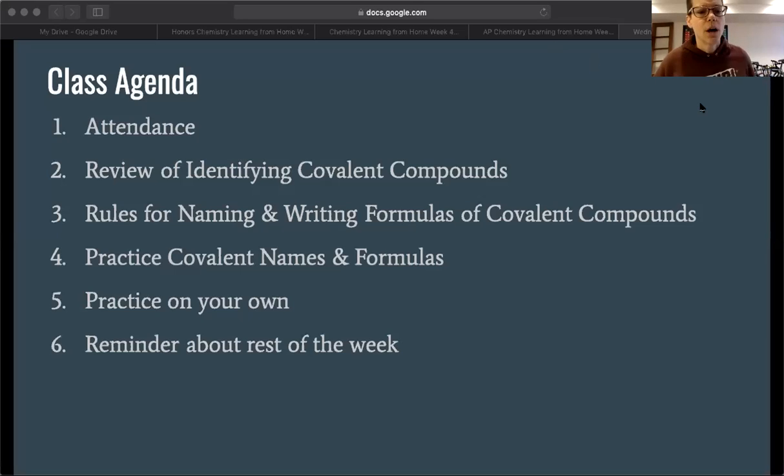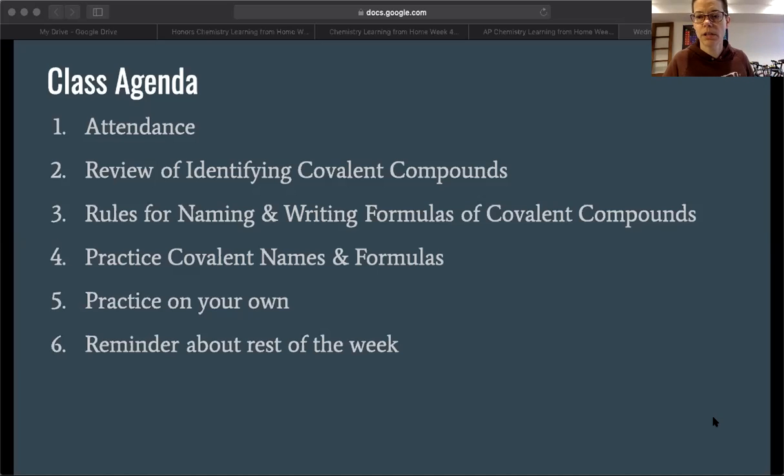Yay. Okay, so we've broken down naming and formula writing into 2 weeks. So this week, we're just gonna focus on covalent compounds, and next week, we're gonna focus on ionic compounds. The rules for each of those things are slightly different. Covalent tends to be a little easier, so we start there. So I'm gonna go through the notes, we're gonna practice, and then I'm gonna go over what is due this week. And then that's it.